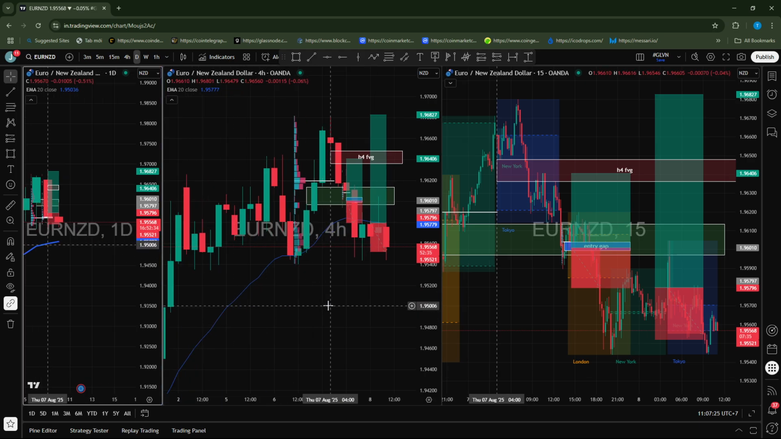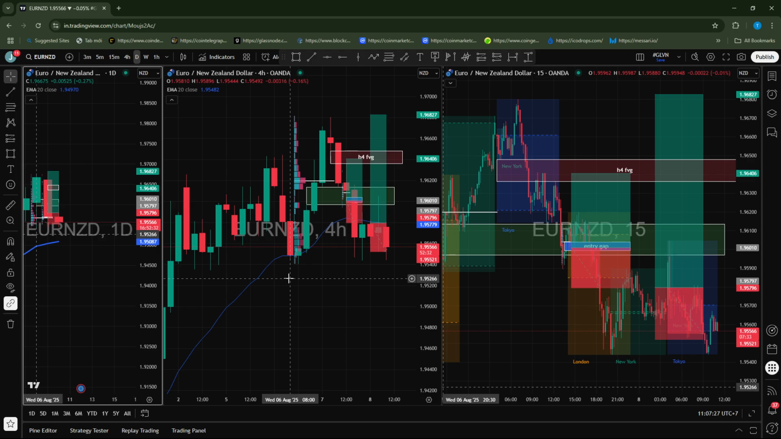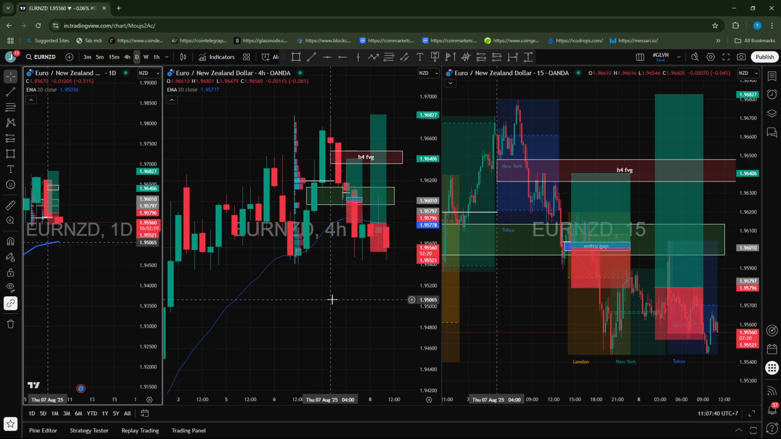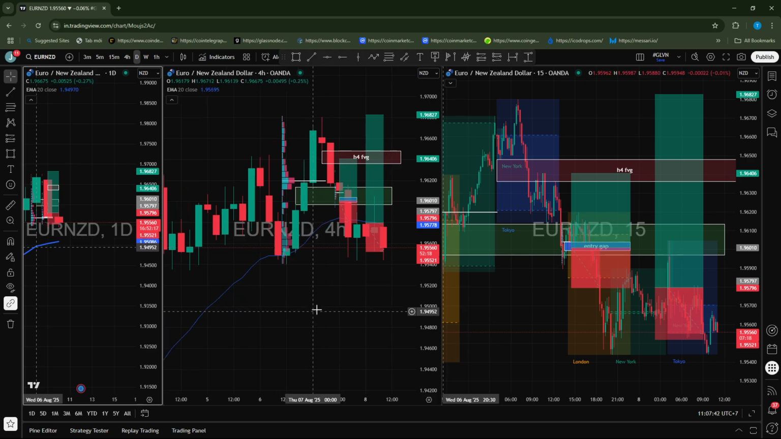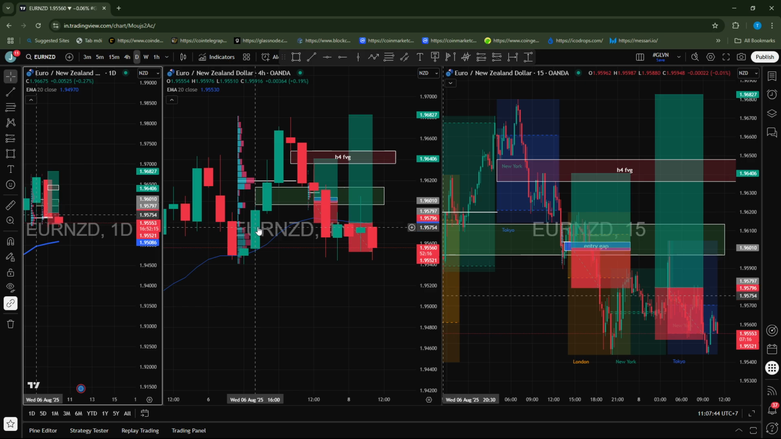Now we move on to H4. H4 is the main key level identification for myself to take the trade. Firstly, I can look at the days from the 6th August to the 7th August. I can see that this candle creates a bullish fair value gap, and this candle creates another bullish fair value gap.